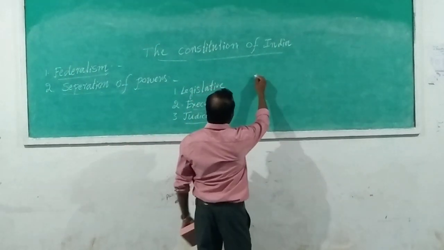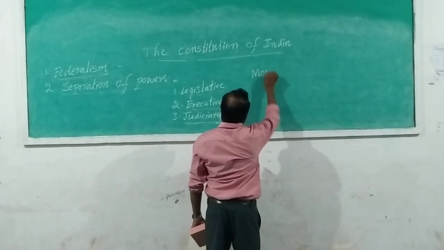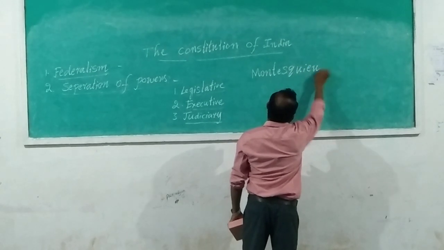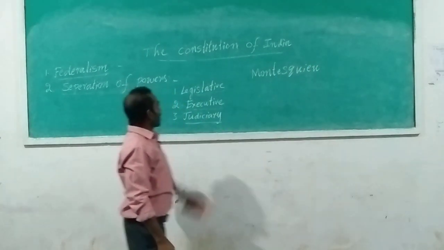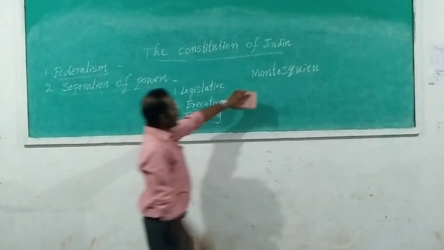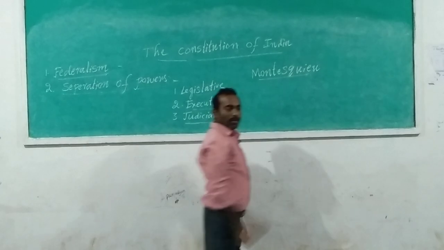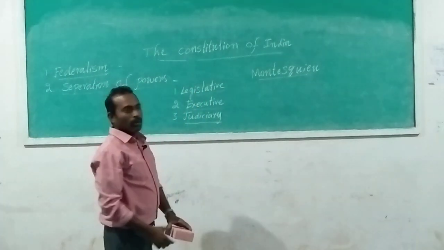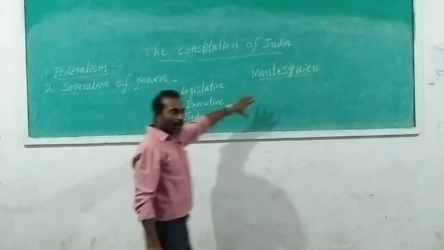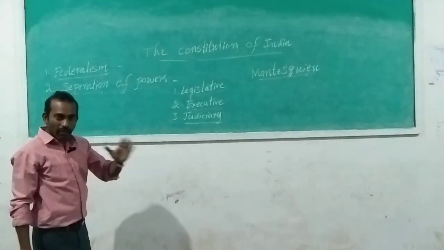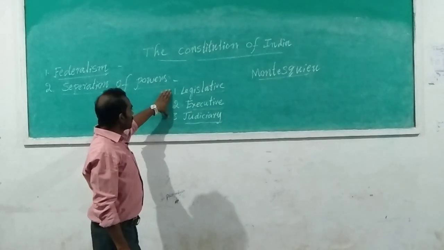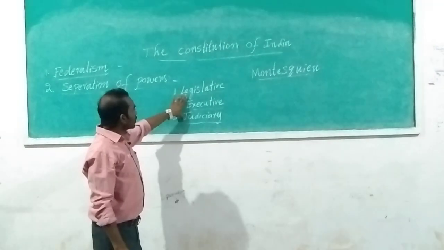A French political philosopher, Montesquieu, proposed the theory of separation of powers in his book The Spirit of Laws. Who is Montesquieu? A French political philosopher. In this book, he proposed the theory of separation of powers. According to him, the power in the government was distributed among three organs of the government.